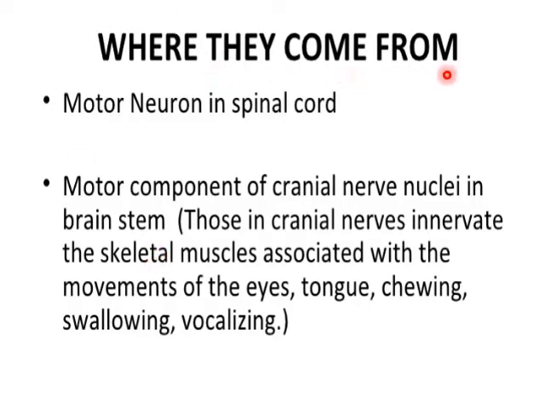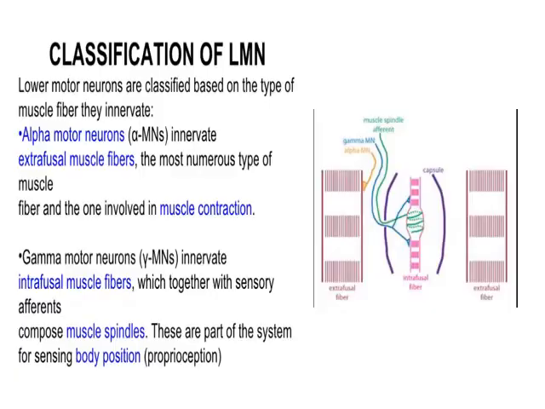Where do they come from? They mainly come from the spinal cord, and these are also the motor components of the cranial nerve nuclei in the brain stem, the cranial nerves that innervate the skeletal muscles associated with the movements of the eyes, tongue, chewing, swallowing, and vocalizing.